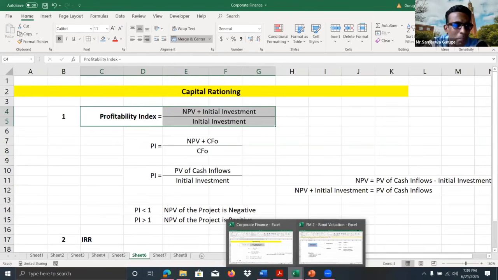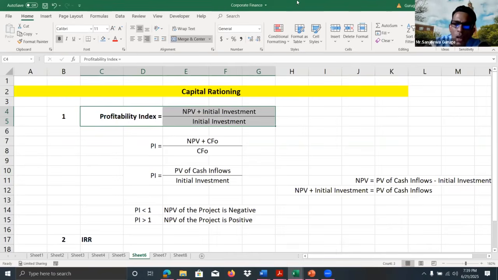Now, for example, a very simple ratio, the quick ratio, which you also call the acid test ratio. How do you calculate the quick ratio?